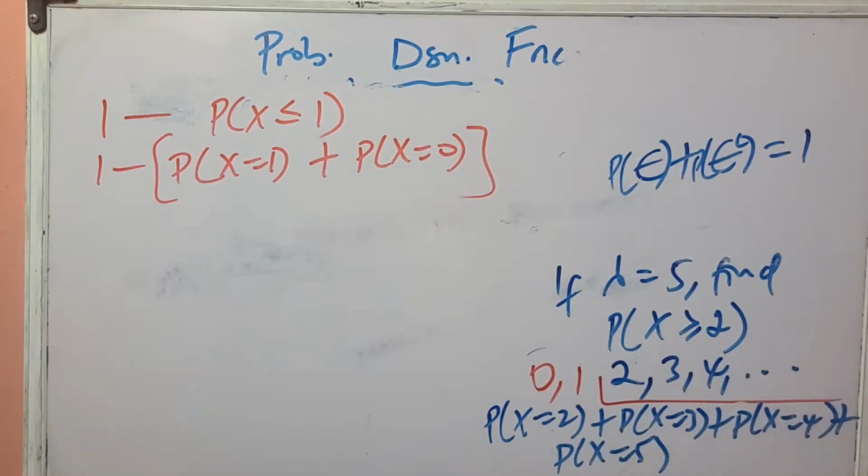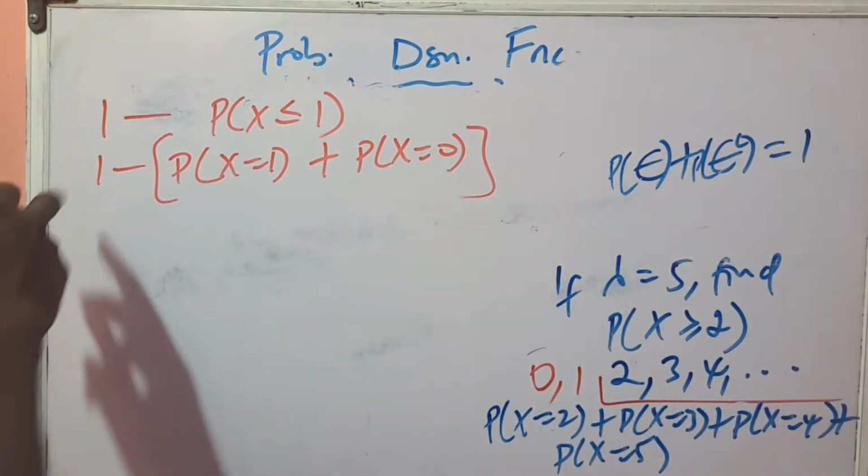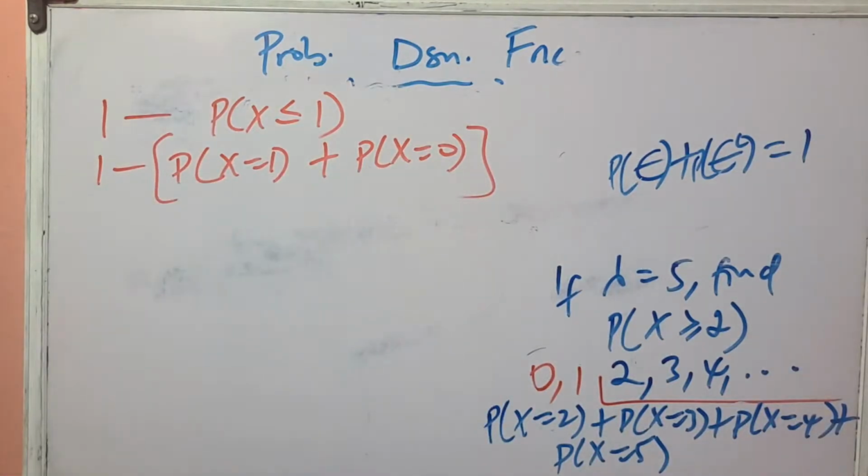So go on to solve this now. Find this and then subtract it from 1. That will be the answer to the probability of x greater than or equal to 2.